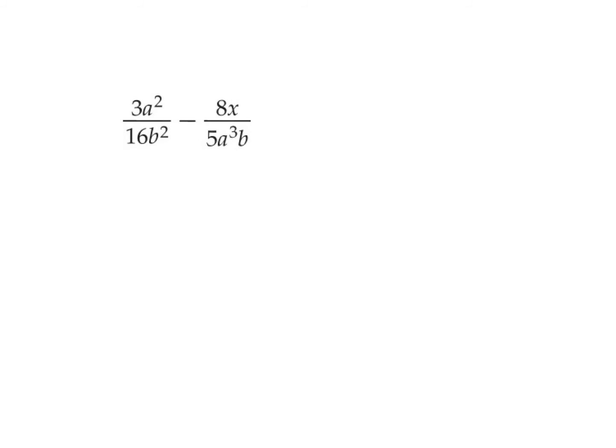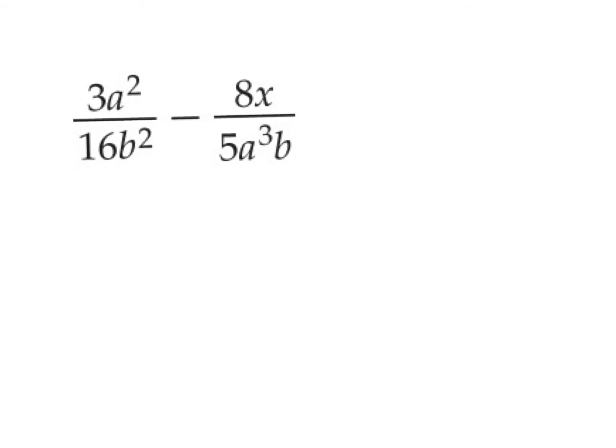Okay. Here's another one. I want you to try this one first. Okay, you've got 3a squared over 16b squared minus 8x over 5a cubed b. So again, same situation. I've got unlike denominators. So try to work through that and let's see what you get.